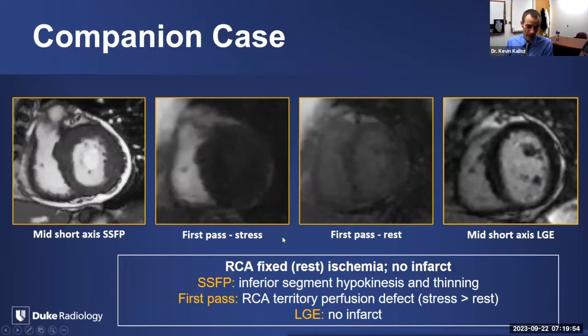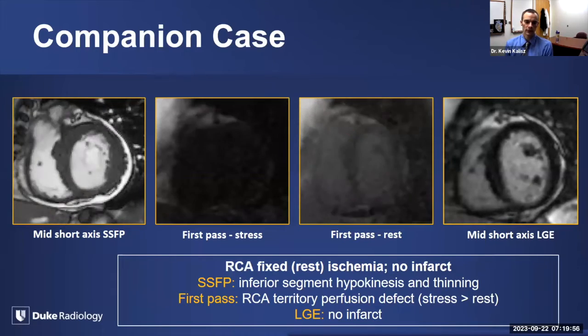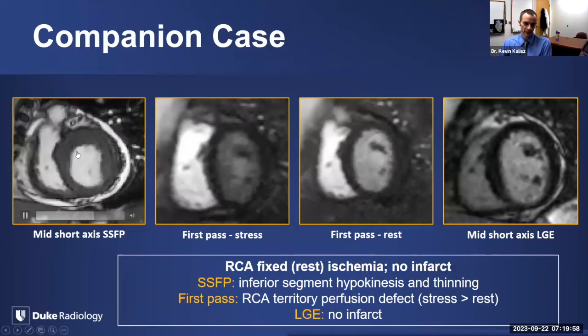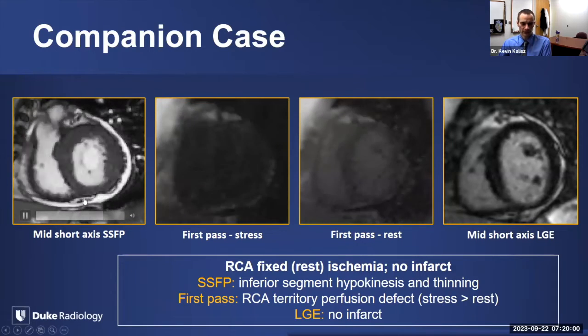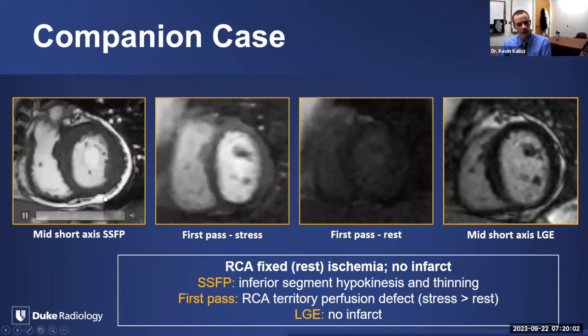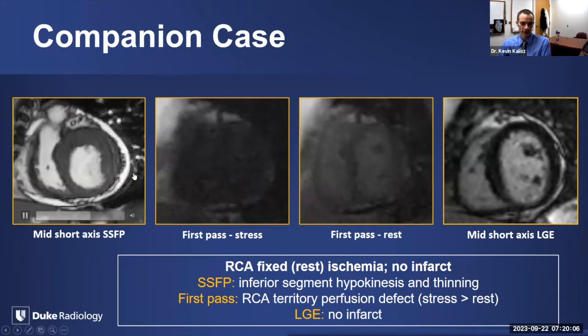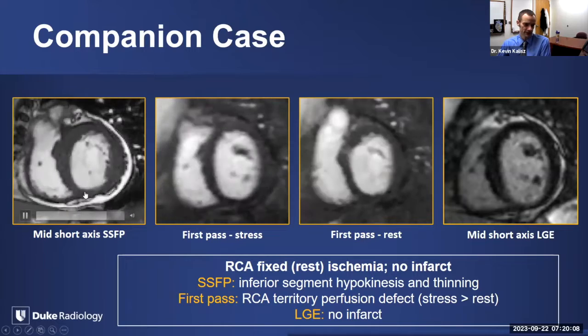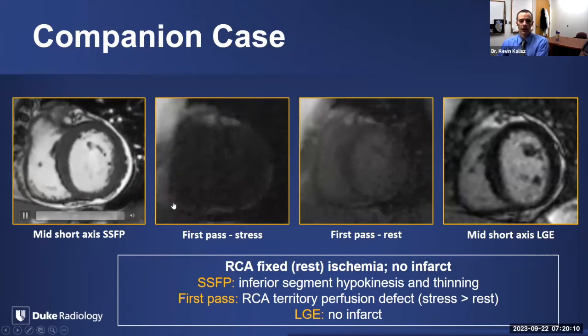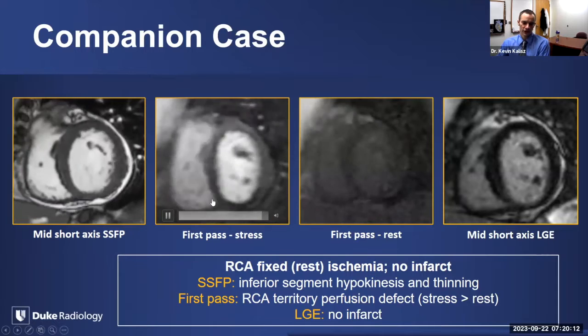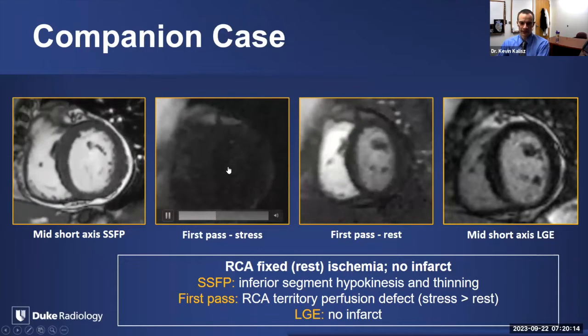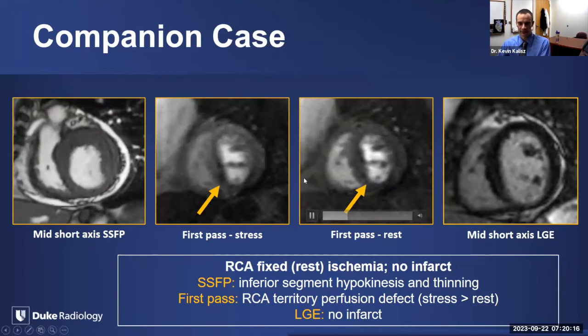A companion case, a little bit more severe. So mid short axis SSFP here, pretty much normal function with the exception here at the inferior wall. It's not quite akinetic, but I wouldn't say it's moving quite as well as the rest of the segments. You can maybe make the argument it's also a little bit thinned here. Stress and rest images, just like last time. I'll stop it here to show the salient findings.